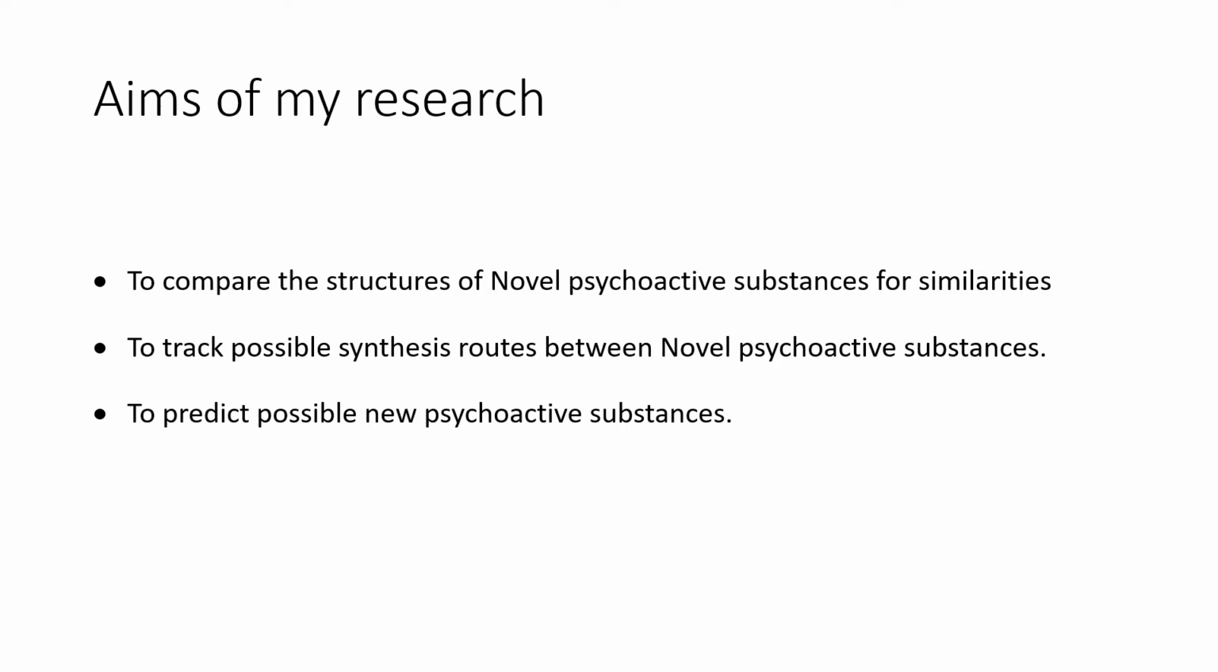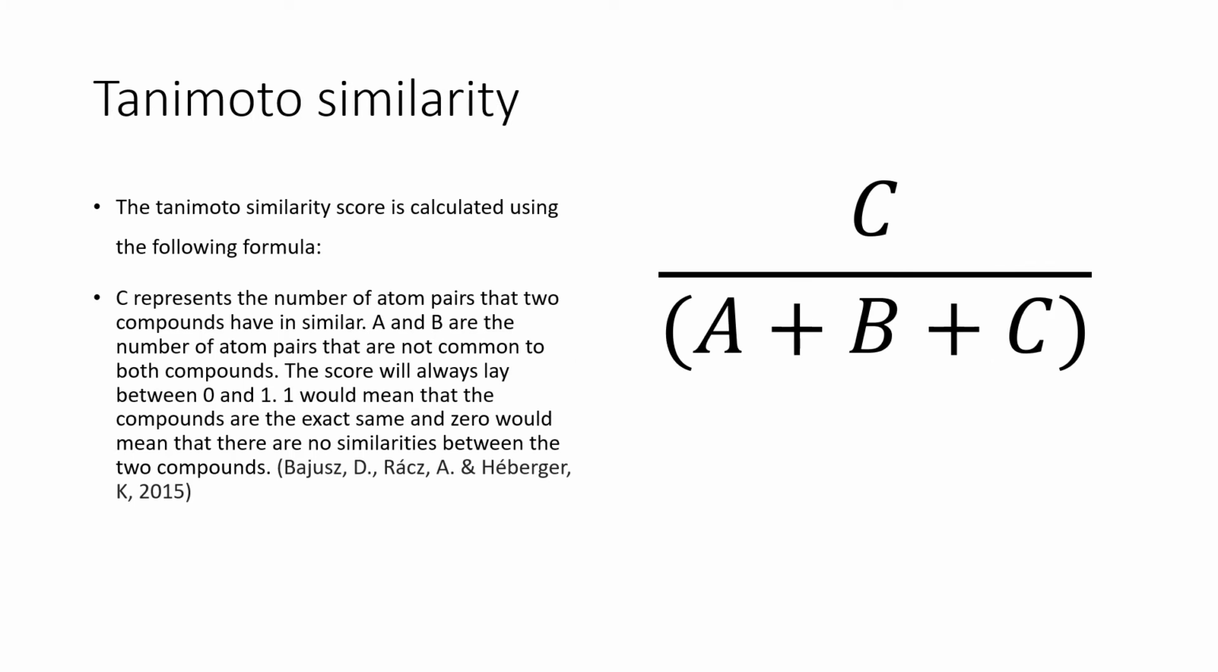The aims of the research were to compare structures of novel psychoactive substances for similarities, track possible synthesis routes between the novel psychoactive substances, and to predict possible new psychoactive substances that could come on later in decades. To do this, the Tanimoto Similarity is used. The Tanimoto Similarity score is calculated using the following formula.